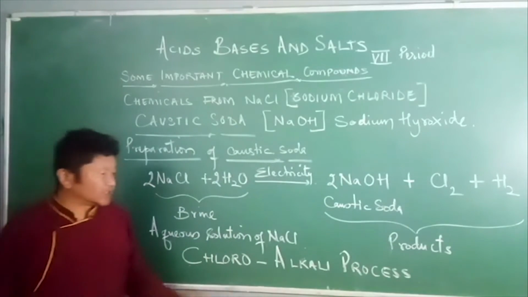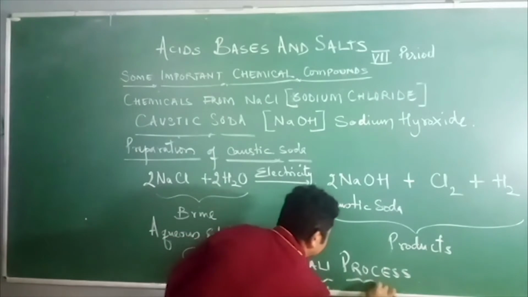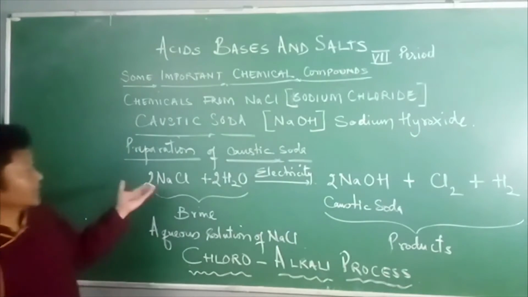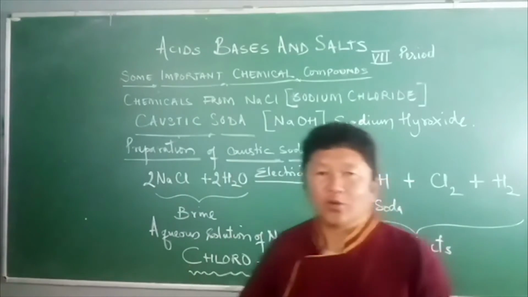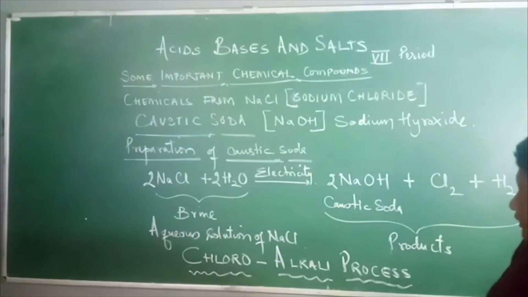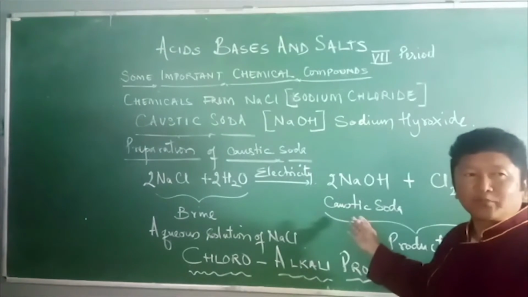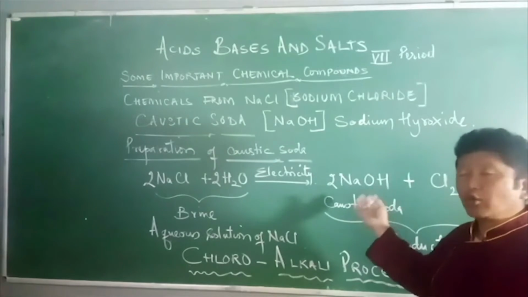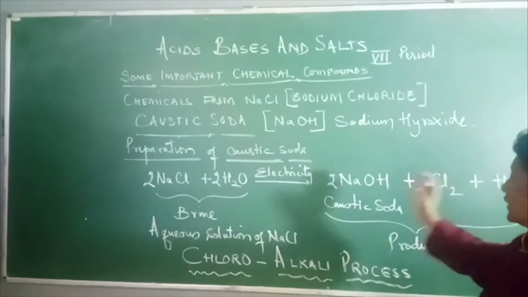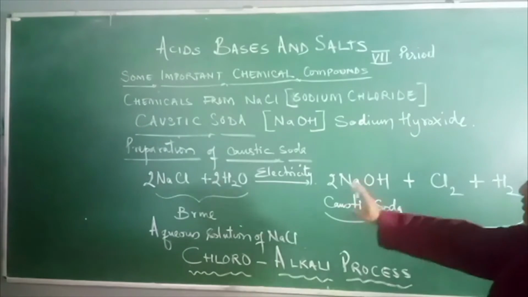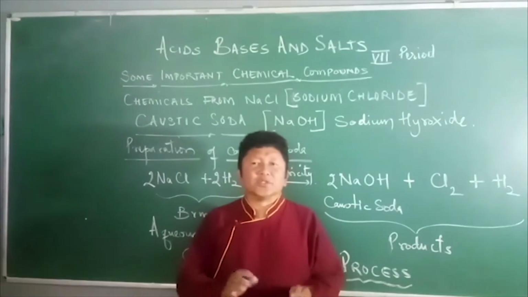As an example, the chloroalkali process is the preparation of caustic soda. It is called chloroalkali because chlorine and alkali, a soluble base, are produced in the process.